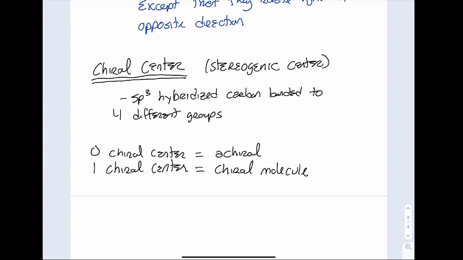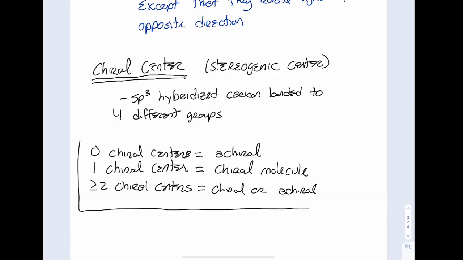If I have 2 or more, it may or may not be chiral. And we'll learn when and when it won't be in this chapter. But just to make this little list complete, we're going to add it now. Chiral or achiral. It really does just depend. And we will learn what it depends on.